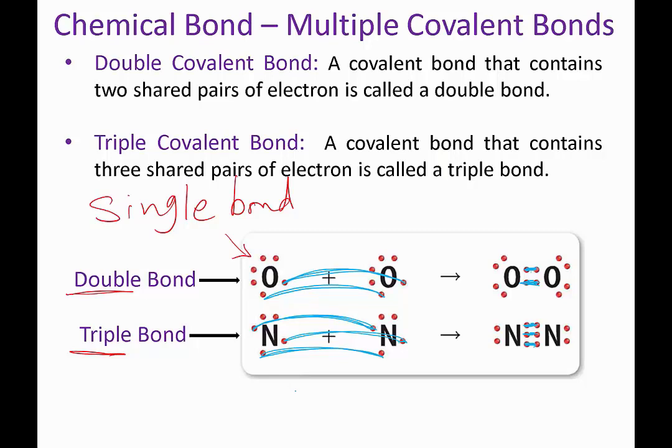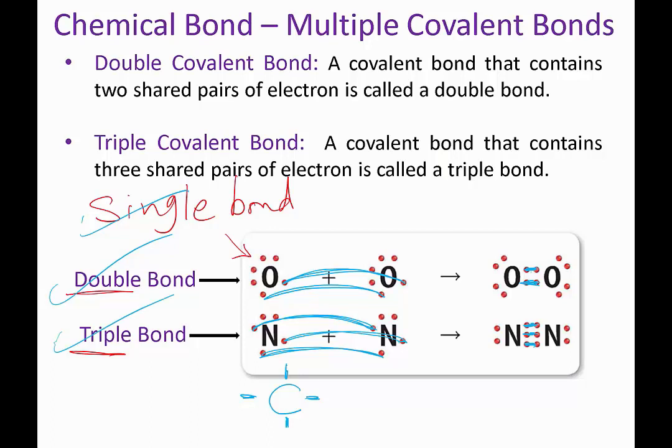You might ask me, what about the carbon? Carbon is in the 14th column, group number 14. Right? So carbon might share 4 electrons. But carbon might share the electrons in a single bond, or double bond, or triple bond. These are the allowed bonds. 1 or 2 or 3. Single or double or triple.